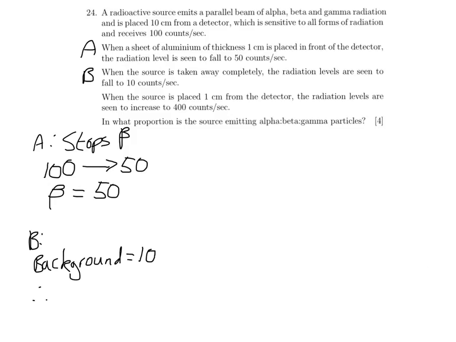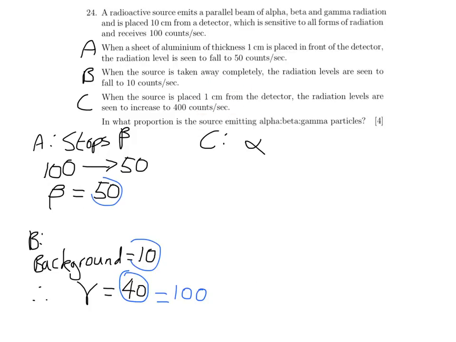Therefore, that must mean that the gamma radiation is 40, because 50 plus 10 plus 40 is 100. Now we haven't come into the realms of the alpha particles yet because it was placed at a distance of 10 centimeters, and alpha particles are stopped by a couple of centimeters of air. But when it's taken to 1 centimeter, that's when the alpha particles start getting detected, when it's really, really close up to the detector there.